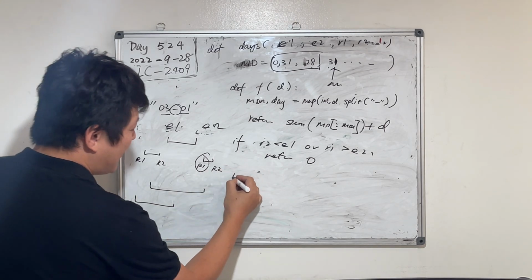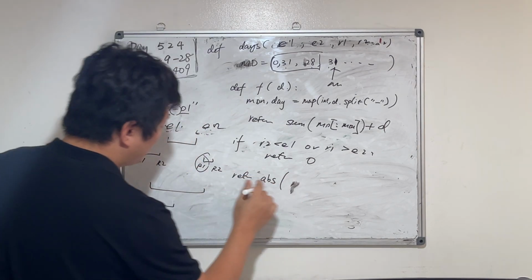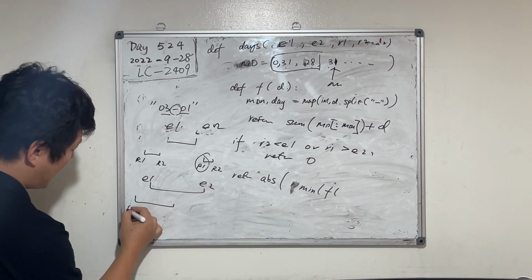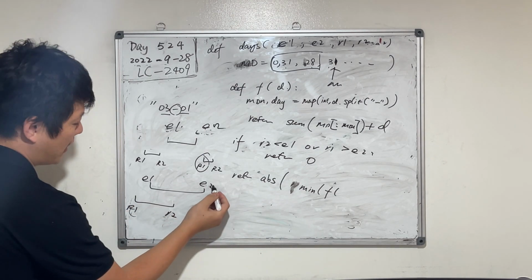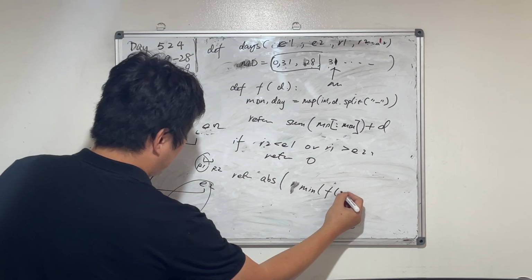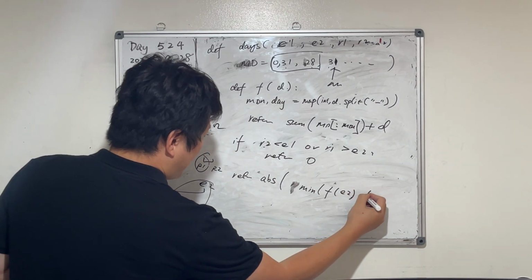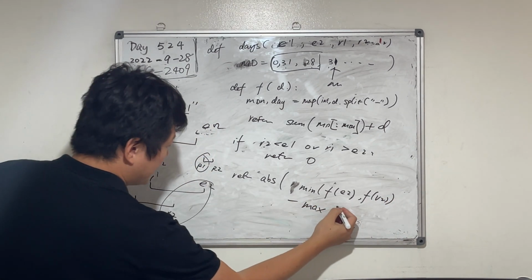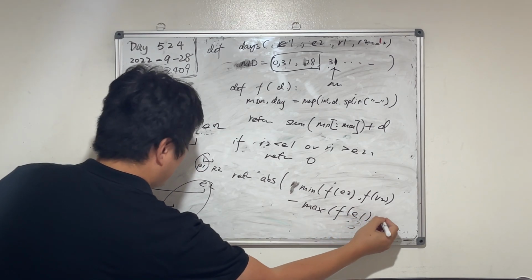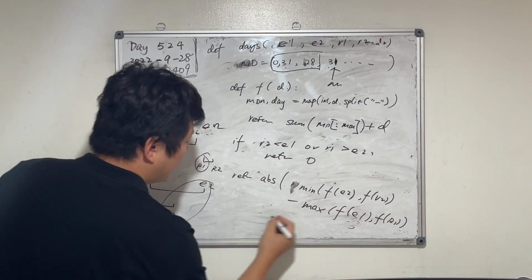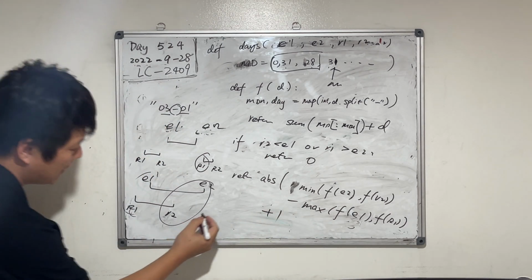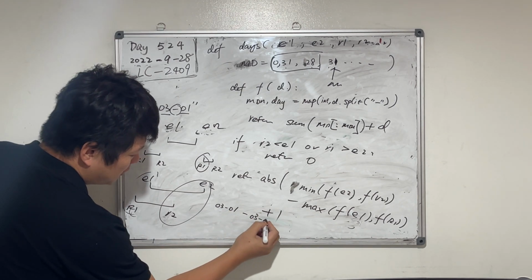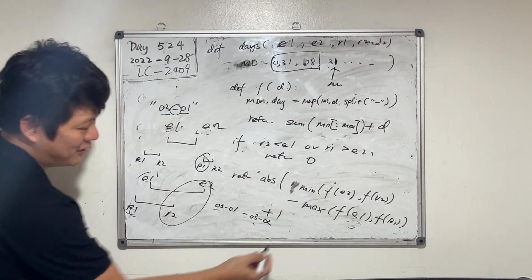Otherwise, return the absolute value. So we want to get the minimum of f of E1, E2, R1, R2. We want to get the minimum of these departure days: f of E2, f of R2, minus the maximum of arrival day, which is f of E1, f of R1. And then we have to plus 1 for the n days. Why do we need to plus 1? March 01 to March 02, how many days? 2 days. So we need to plus 1, for simplicity.